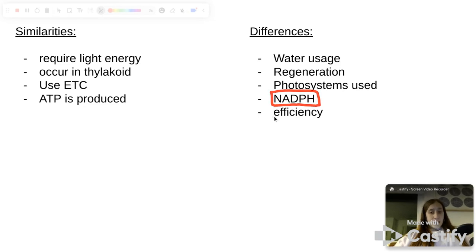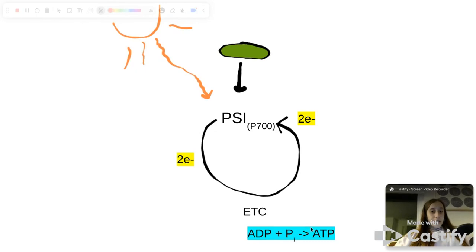And then the last part is efficiency. Let's go back here and take a look. As we can see here in the cyclic, all that is being made is ATP, just pure ATP. So this means that the plant is getting significantly less energy from this form of the light reaction. And the only reason it would do this is because it does not have access to water, as water is needed for the more efficient non-cyclic version of the light reaction, which is what the plants usually want to be doing at all times. But this is just a last-ditch effort that a plant can do to get some energy.